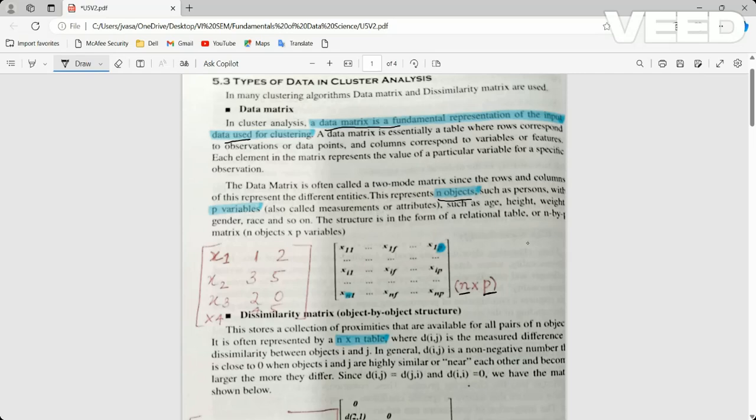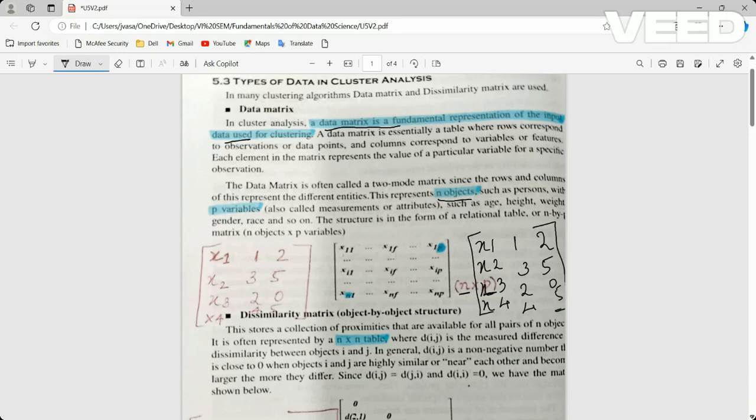So how we put it is that we have x1, x2, x3, x4 as student names, and they have scored marks 1, 2, 3, 5, and 2, 0, and 4, 5. Our normal matrix is an example of this. This is the first type. It is called a data matrix.